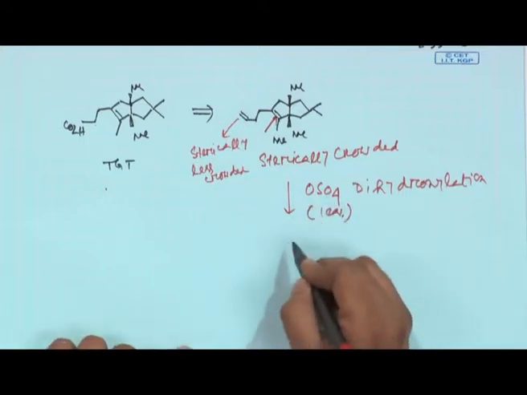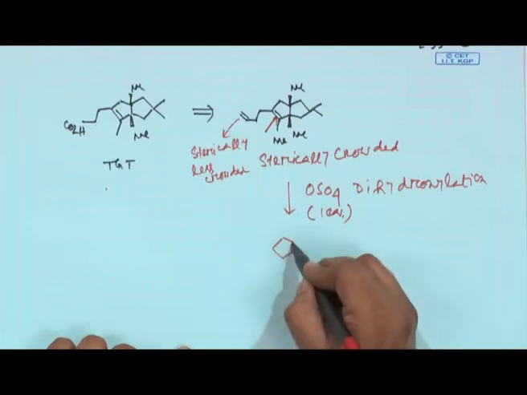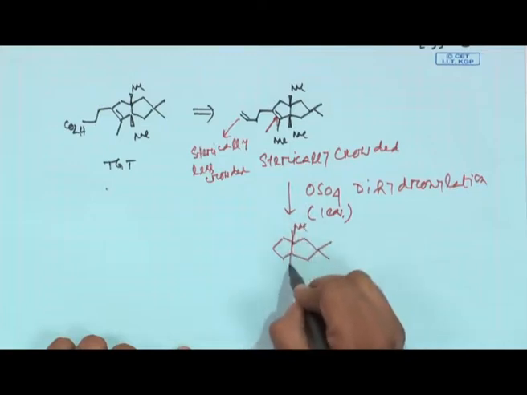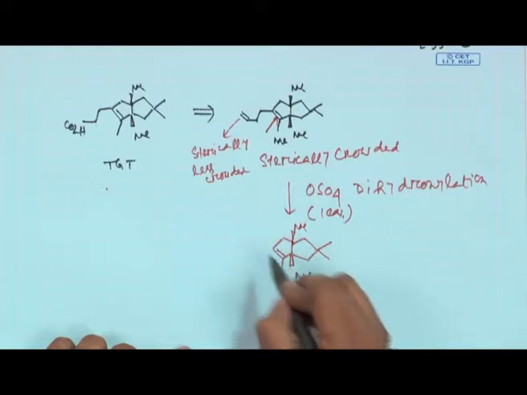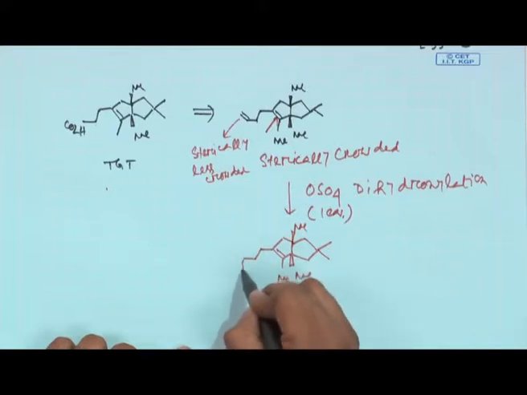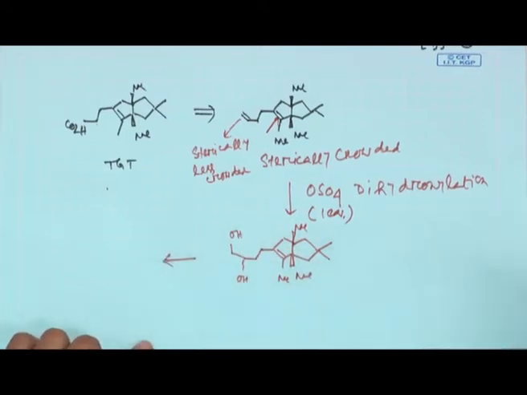So, if you use this, the terminal double bond will be the only one affected, and you will basically get this terminal double bond affected to give you the corresponding diol. Fine. Now, we are almost there.